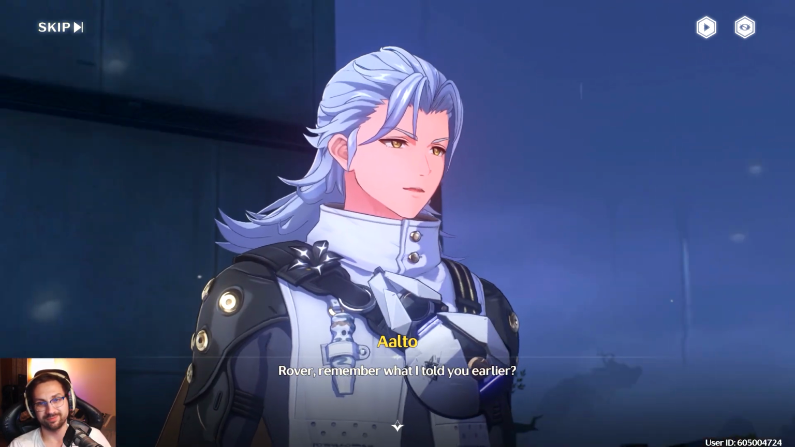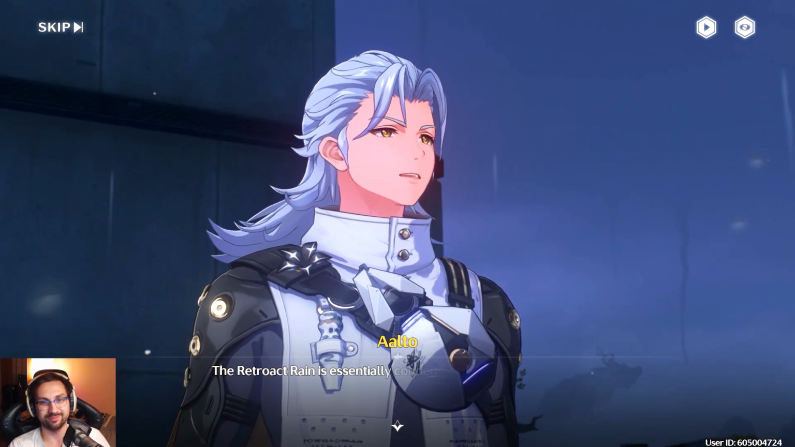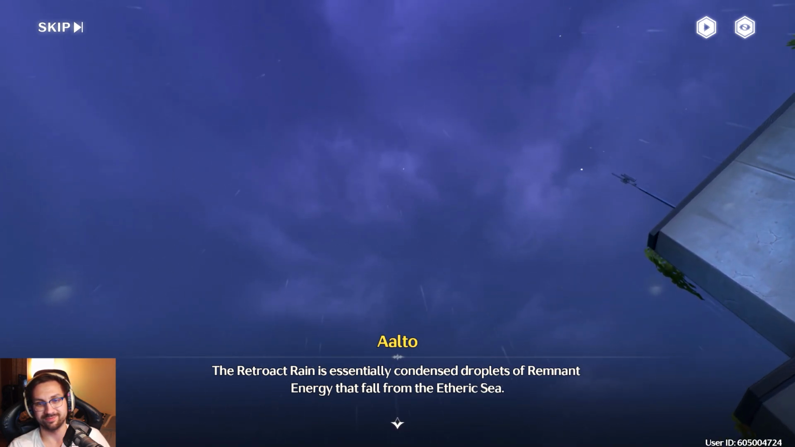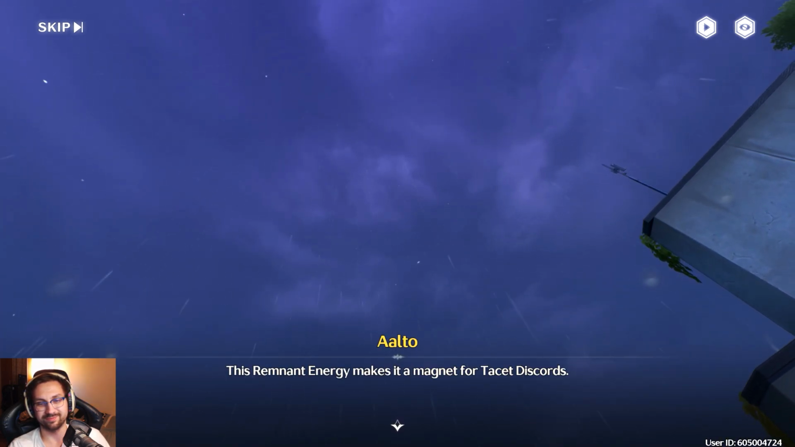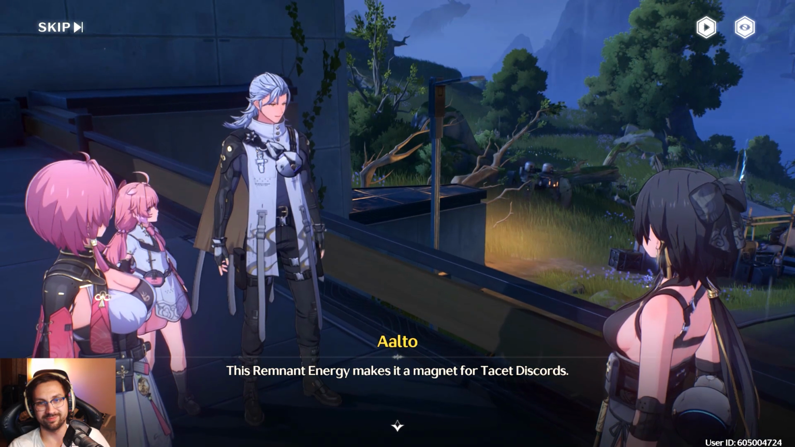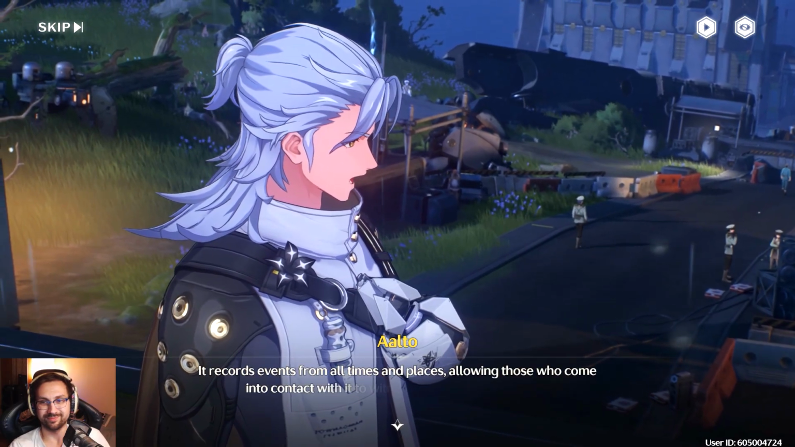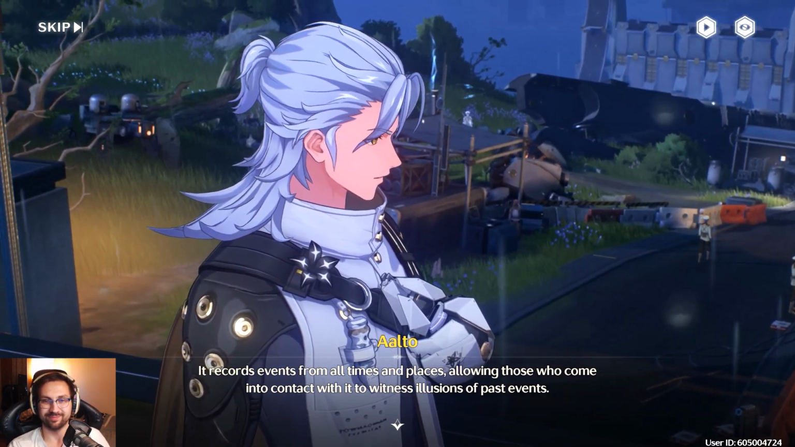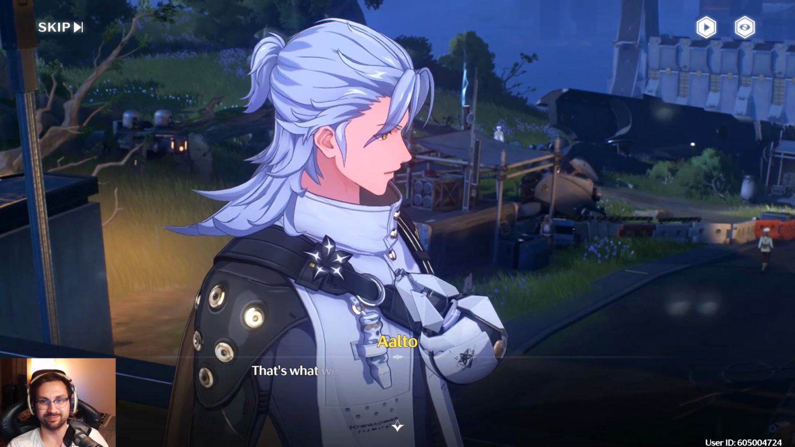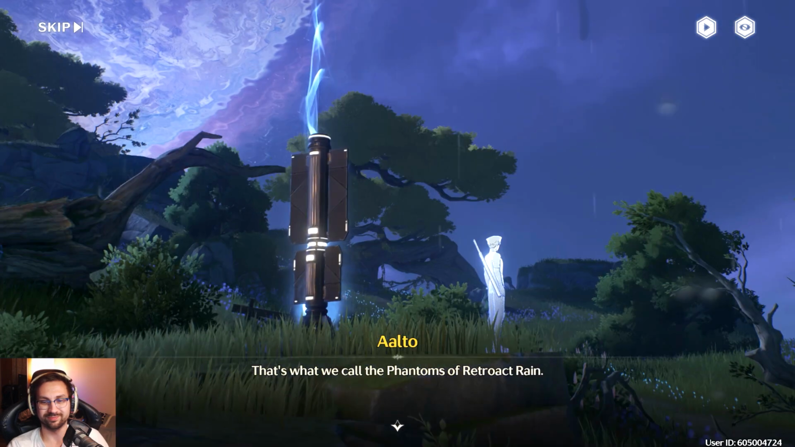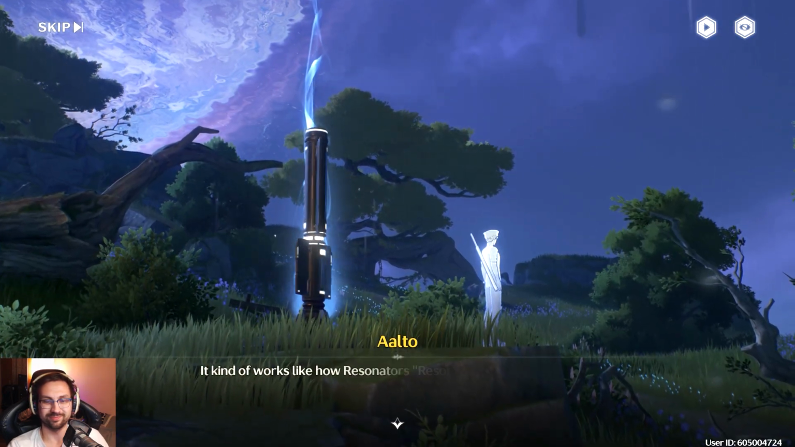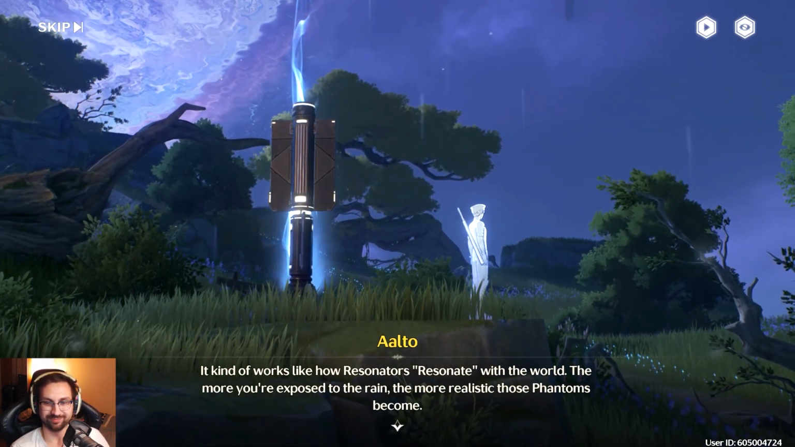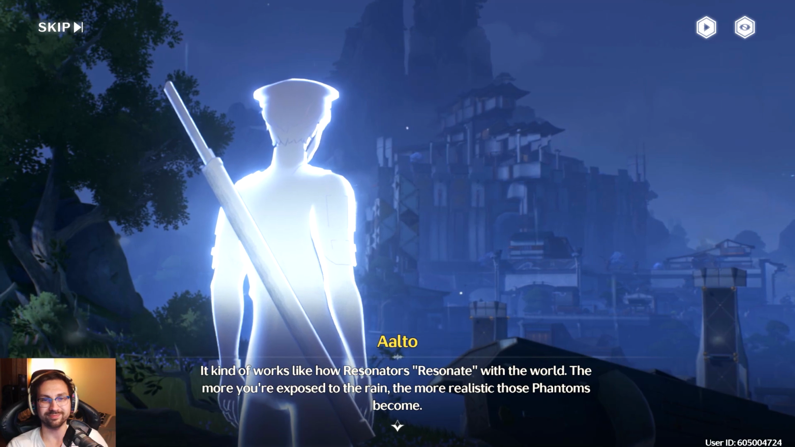Rover, remember what I told you earlier? The retroact rain is essentially condensed droplets of remnant energy that fall from the etheric sea. This remnant energy makes it a magnet for tacit discords. It records events from all times and places, allowing those who come in contact with it to witness illusions of past events. That's what we call the phantoms of retroact rain. It kind of works like how resonators resonate with the world. The more you're exposed to the rain, the more realistic those phantoms become.